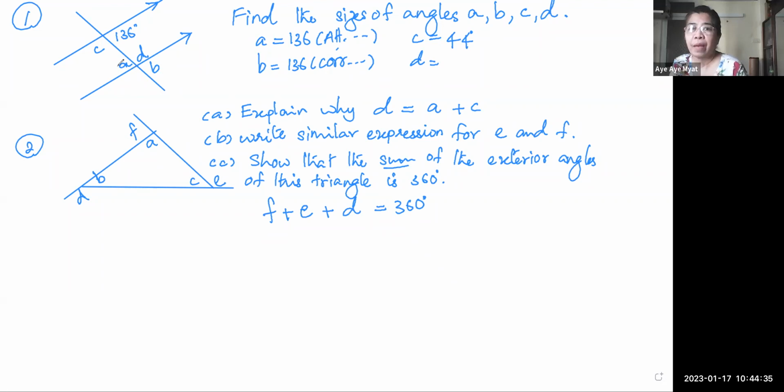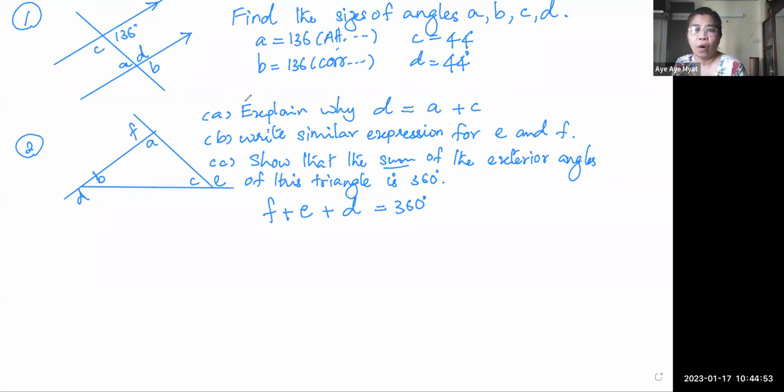44. 136 is the corresponding angle, and it is on a straight line, so 180 minus 136 gives 44.